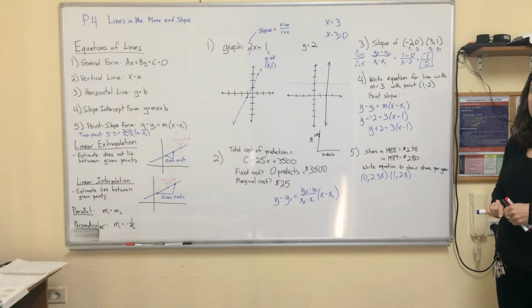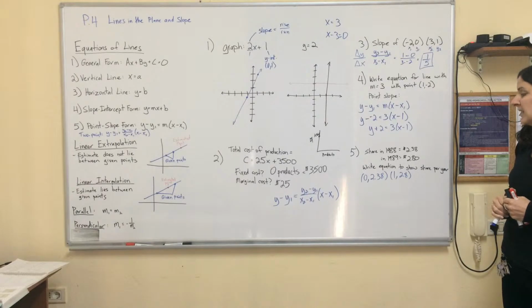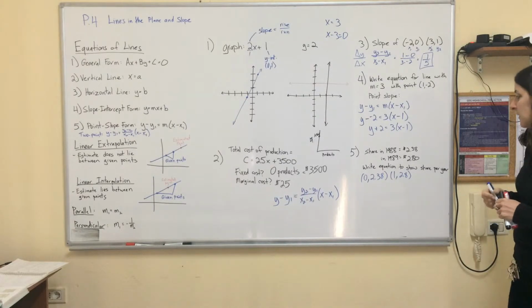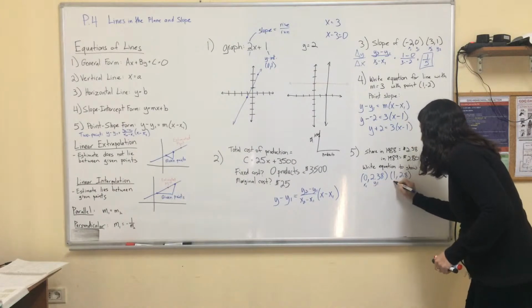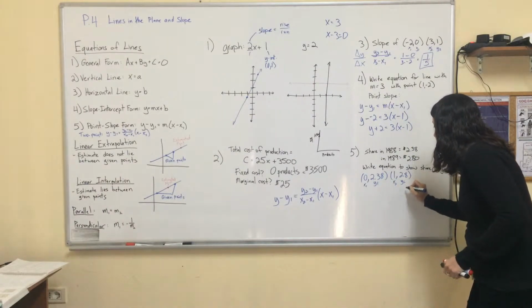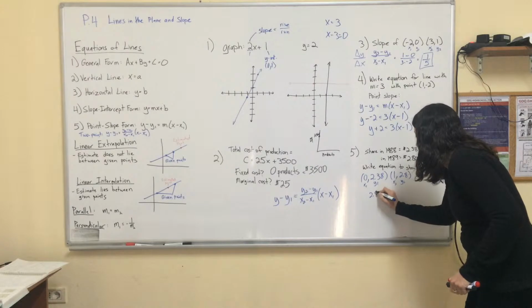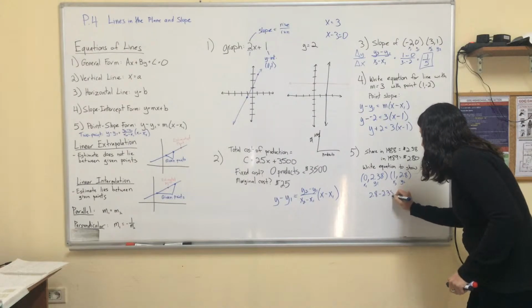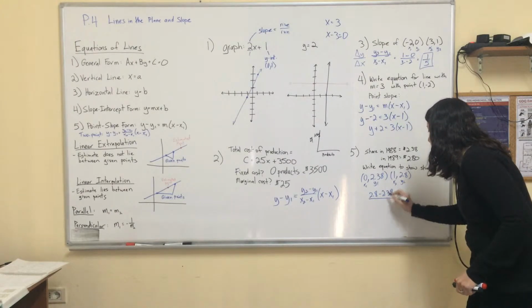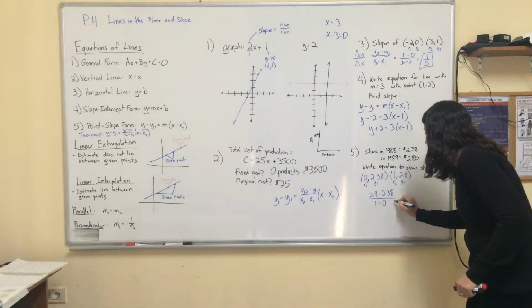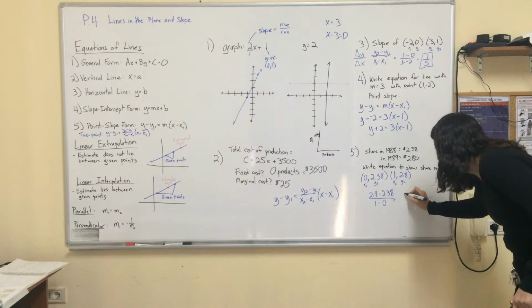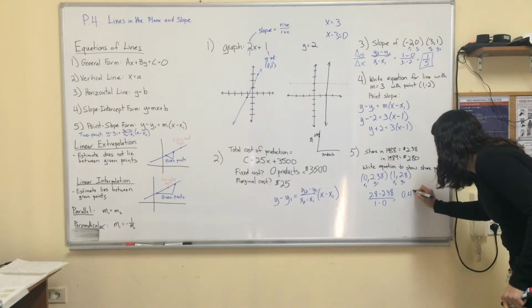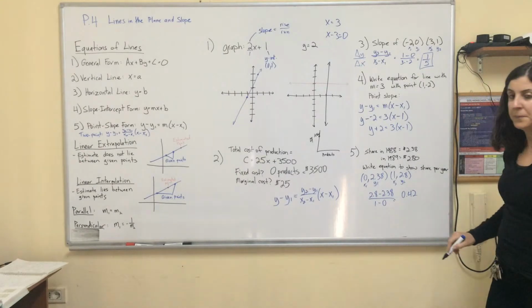First, before we can write an equation, we need the slope. So we would find the slope. Again, if we call this x1, y1, x2, y2, we have 2.8 minus 2.38 over 1 minus 0. So we have 0.42 over 1, so 0.42 is the slope.